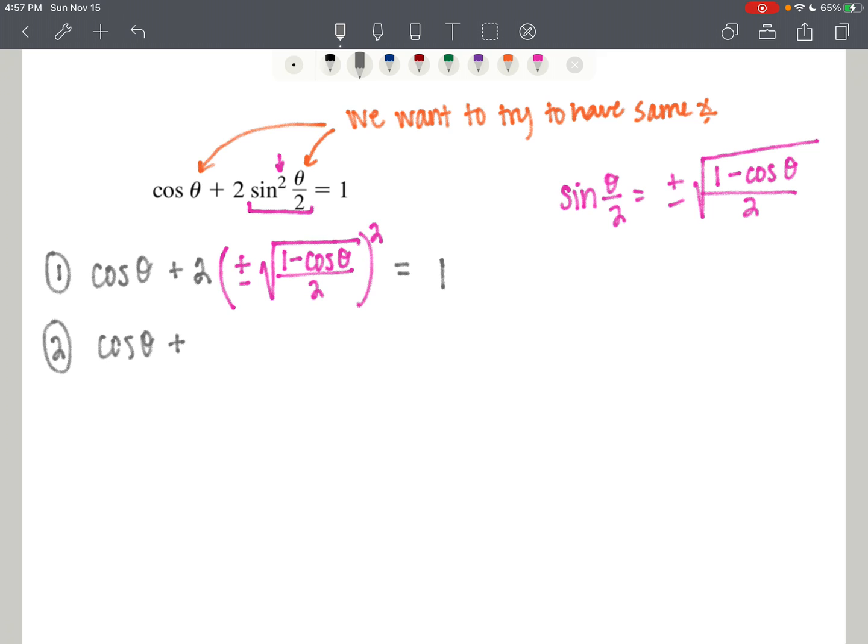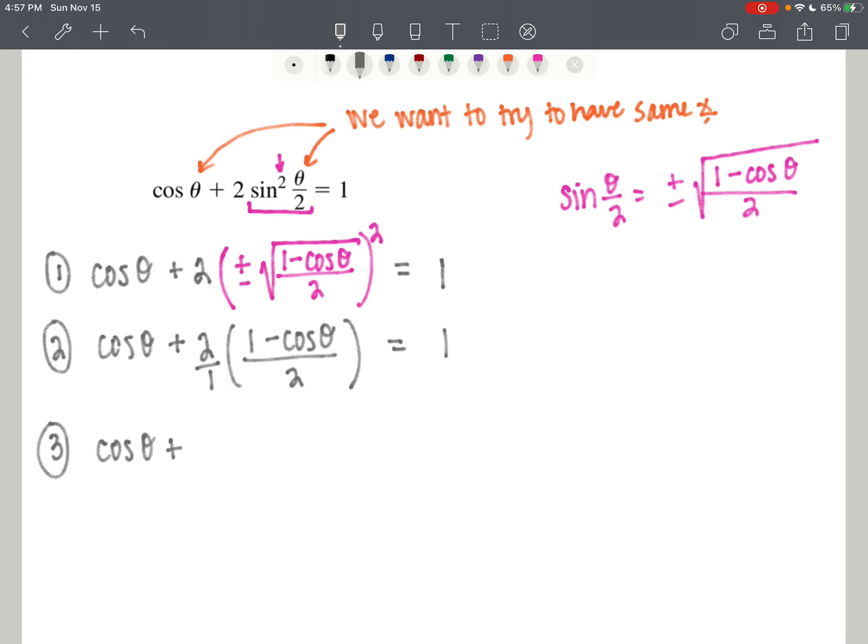Cosine of theta plus, now the plus or minus, the 2 stays. The plus or minus, when I multiply that by itself, it's going to become positive. The radical times itself will undo that radical, that square root, and we'll have just the radicand left over. Step 3, when I multiply fractions, I'm going to multiply that fraction with the 2 and then the 1 minus cosine of theta over 2.